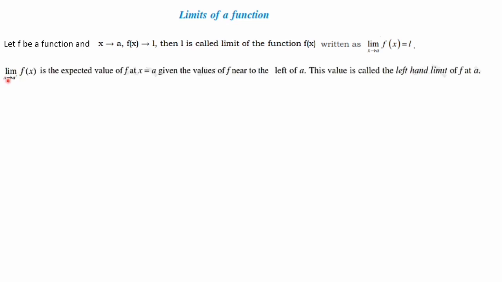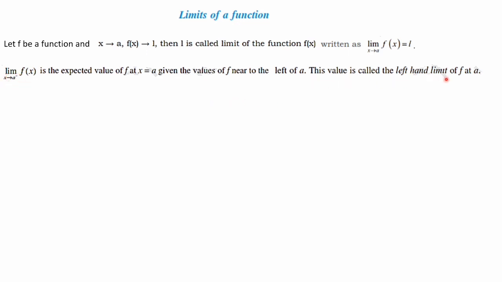Here limit x tends to a minus, in the sense the left side of a, of f of x is the expected value of f at x is equal to a, given the values of f near to the left of a. This value is called the left hand limit of f at a. As we did in the previous slide, we considered 1 as the value and took the values from the left of a, that is called a minus.